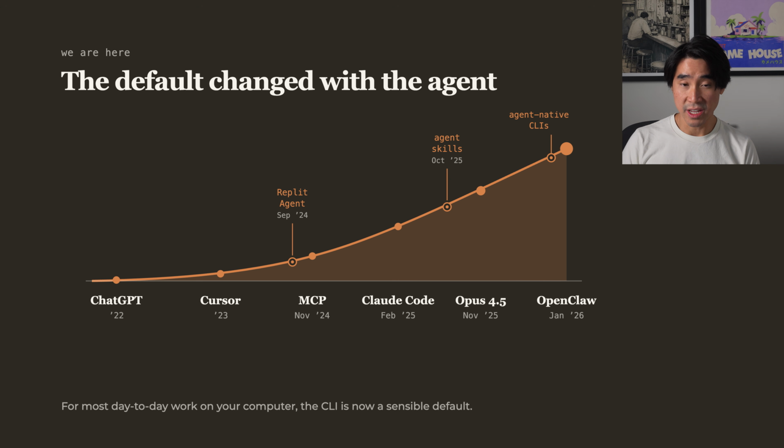And with models improving rapidly, MCPs are not evolving at the same rate. A year ago, agents were pre-trained and post-trained on terminal work. And today, they're now also pre- and post-trained on agent-native CLIs at a much higher volume because humans use them as well. And so CLI might give you better performance. And for most day-to-day work on your computer, the CLI is now a sensible default. But you might not have caught up with that.